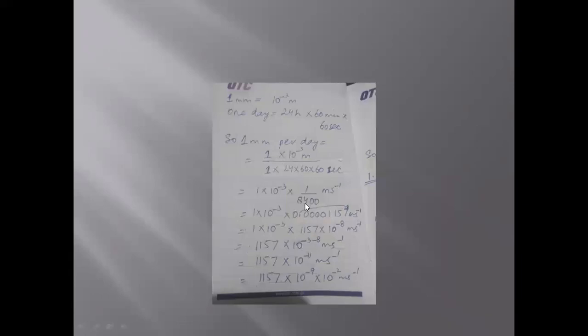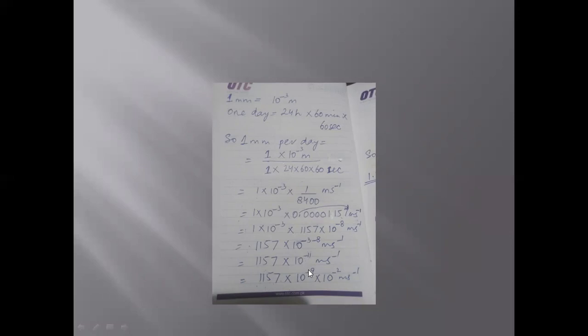Now 1 divided by 86400 is equal to this value, 0.00001157 meters per second. Now if I move the point from the left side to the right side, it will take 8 jumps and it will become 1157 into 10 raised to the power minus 8 meters per second. On simplifying, minus 3 and minus 8, I'm getting minus 11 meters per second. Then I will divide minus 11.